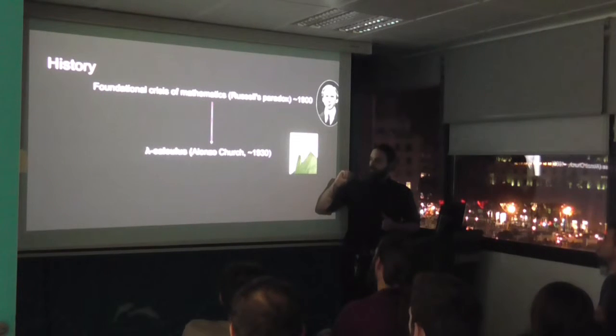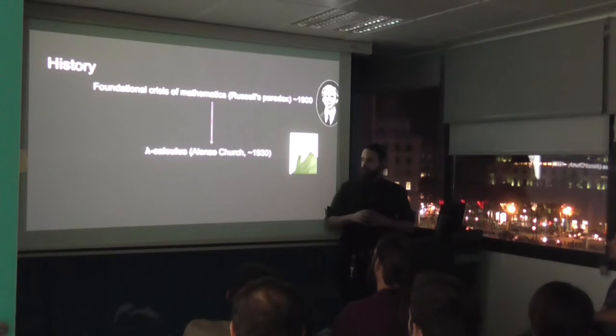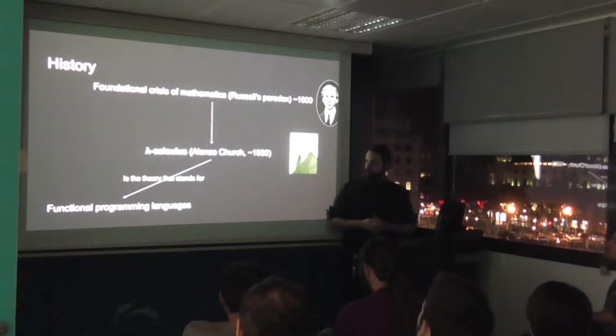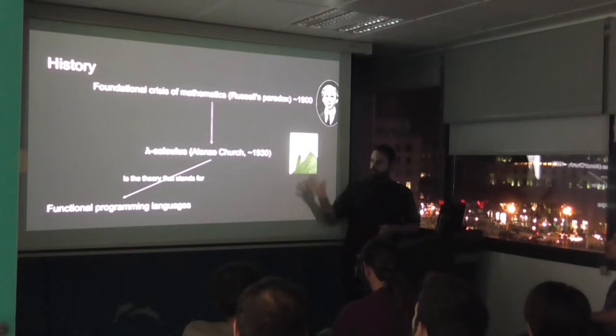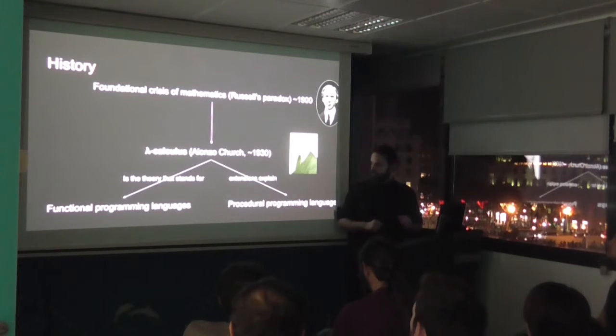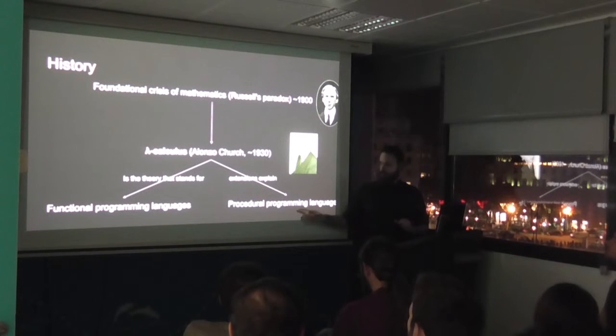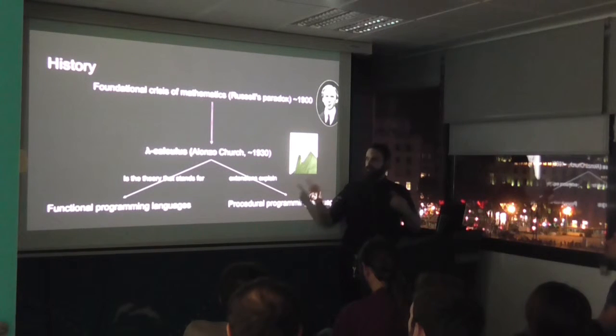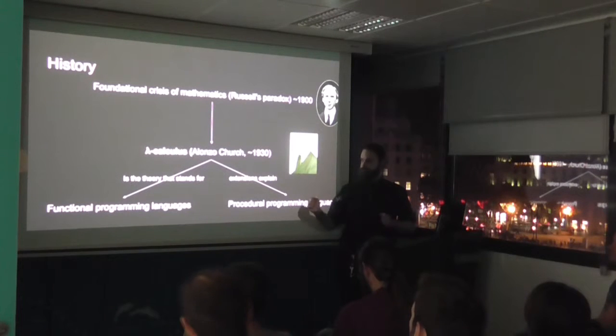And lambda calculus is what we use to define functional programming. So we can say that the theory behind functional programming languages is lambda calculus. So it's based on mathematics. On the other hand, procedural programming languages, like Python, can be explained with extensions of lambda calculus that are no longer lambda calculus.